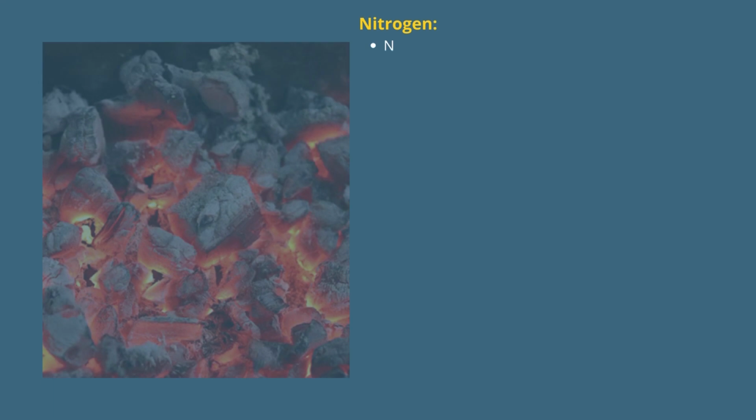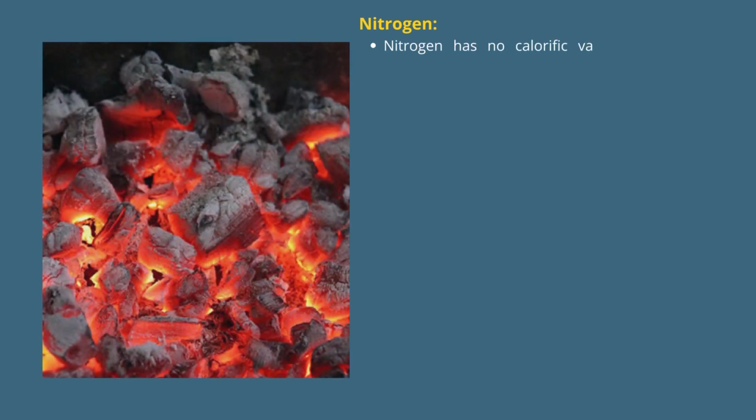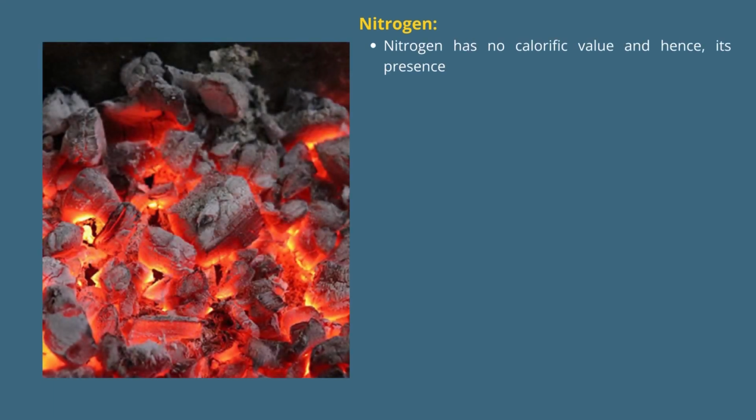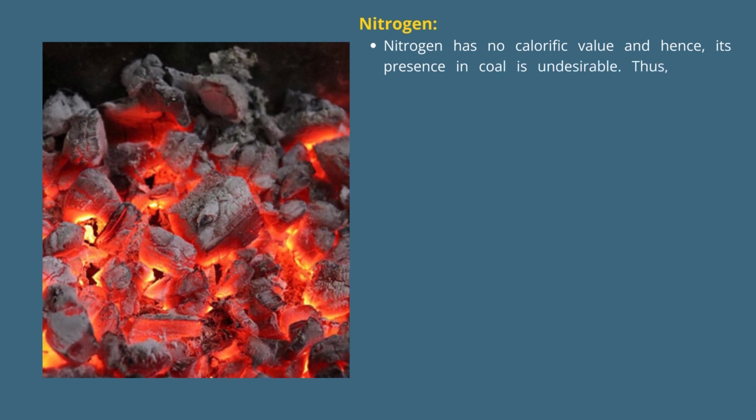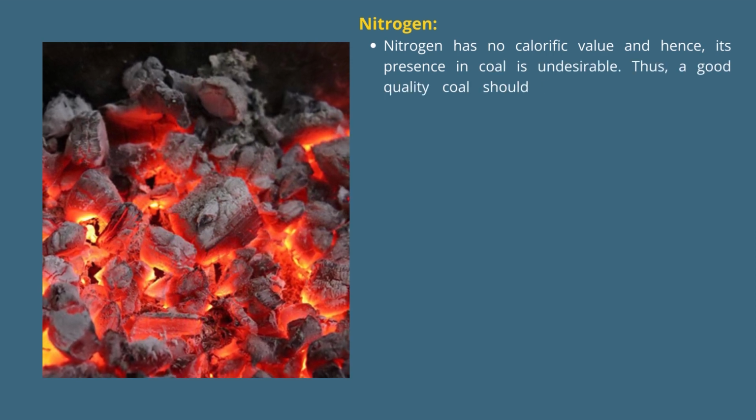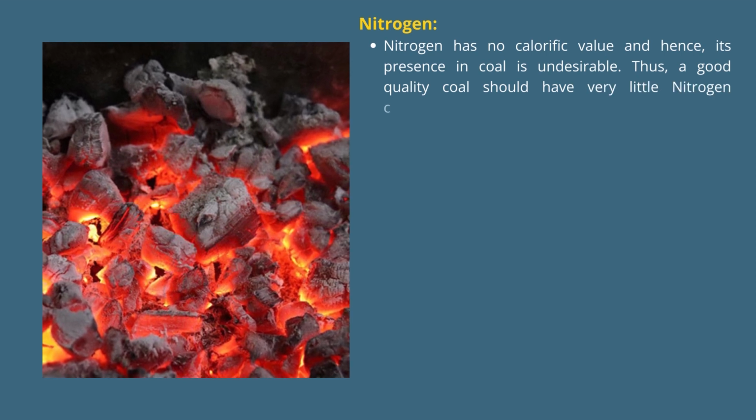Significance of ultimate analysis. Carbon and hydrogen. Greater the percentage of carbon and hydrogen, better is the coal in quality and calorific value. However, hydrogen is mostly associated with volatile matter and hence it affects the use to which the coal is put. Nitrogen has no calorific value and hence its presence in the coal is undesirable. Thus, a good quality coal should have little nitrogen content.